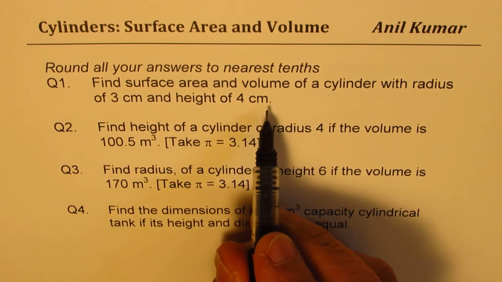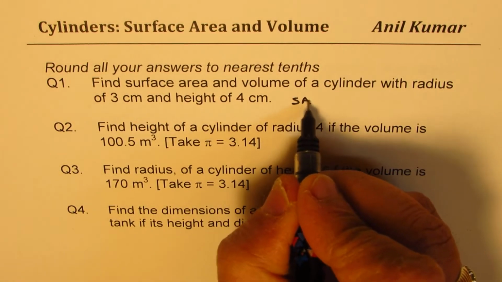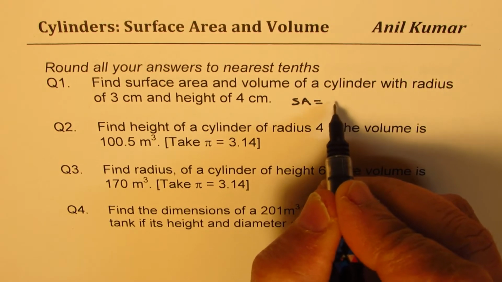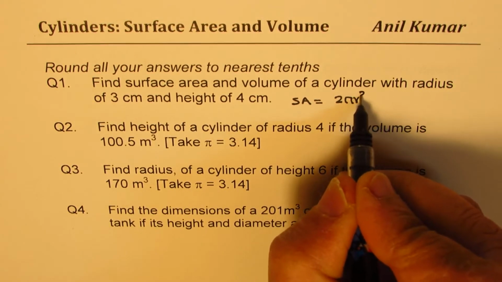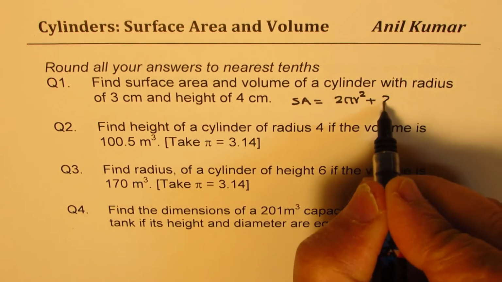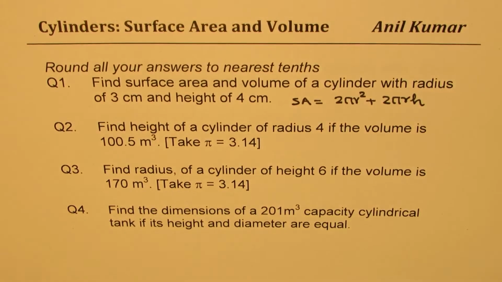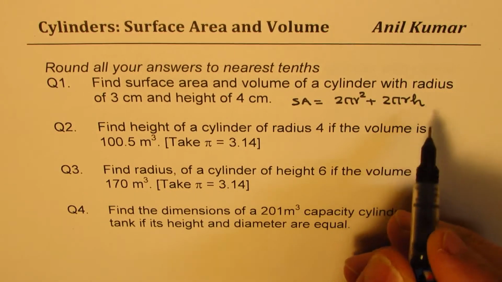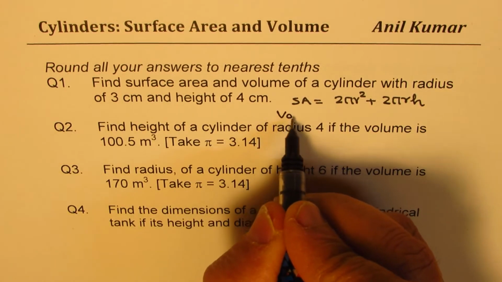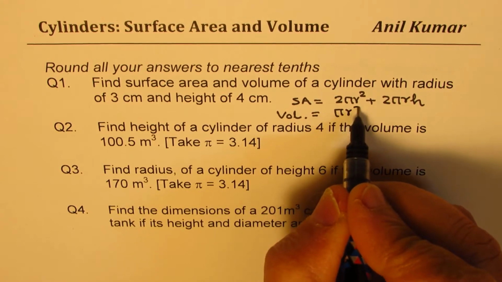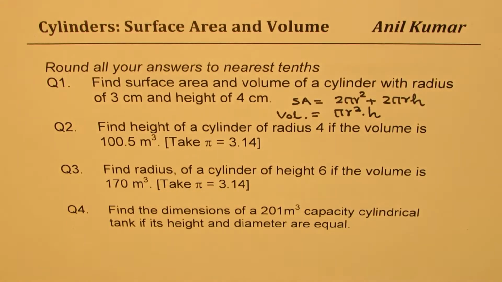Let me give you the formulas for both. Surface area for a cylinder is, we have two surfaces which are circular, so 2 pi r square plus 2 pi r h. So that is the surface area of a cylinder, where r is the radius and h is the height. As far as the volume is concerned, volume is equal to area of the base, which is pi r square, times height. Right. So that is how the formula is. I hope you know it.